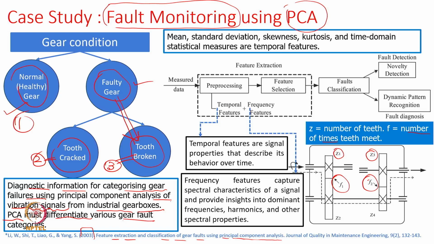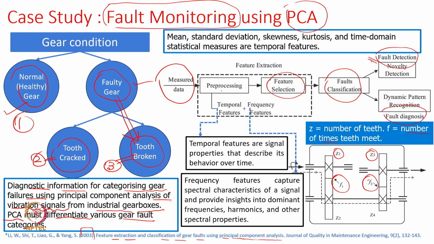So, this frequency is being given, and then the parameters they chose: one is temporal and another one is frequency. They measured the accelerometer data, did pre-processing, and based on that, feature selection, and then based on the feature selection they went for fault classification. Of course, there are not too many faults in this case, only 3 cases: one normal gear tooth, the cracked tooth and the broken tooth.